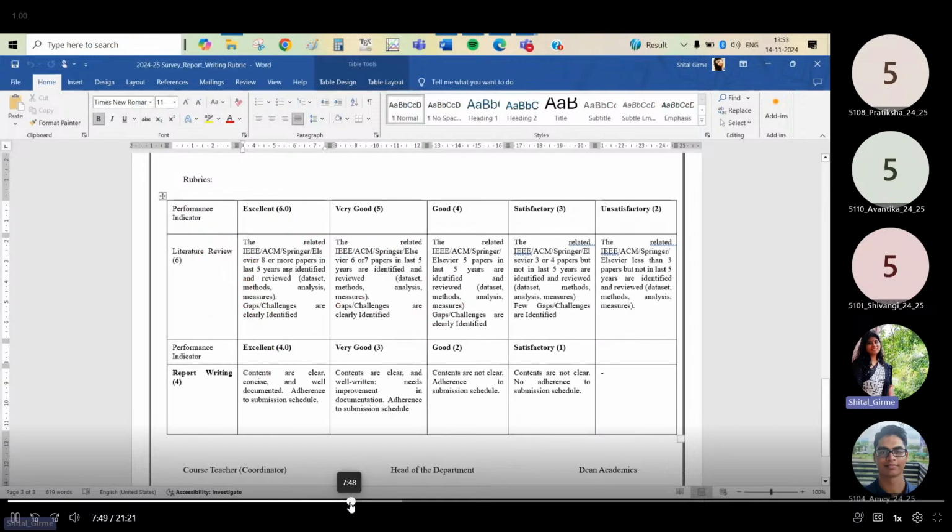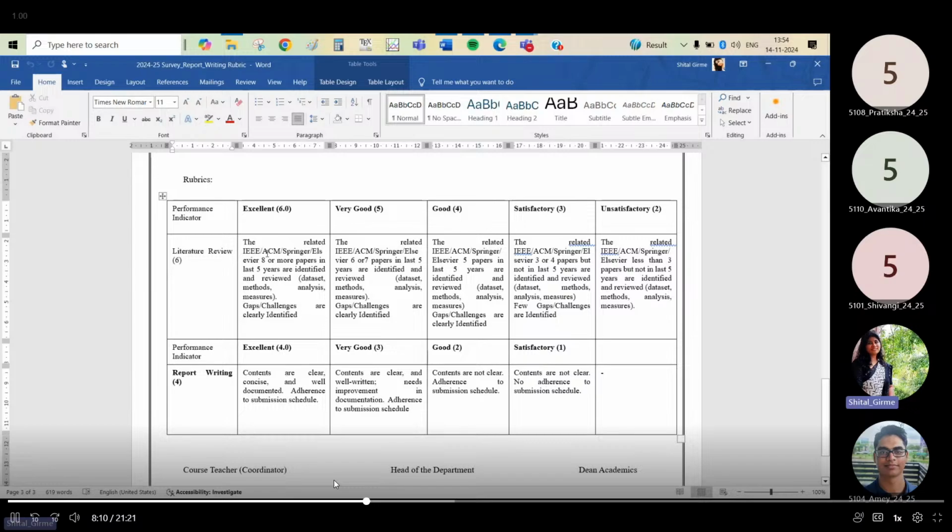You will get marks for the different activities you do, for the survey and report writing activity, the one you are carrying out for 10 marks. This is how the marks would be allocated. If you do the literature survey you would get 6 marks, and writing the report would get 4 marks. So these are the maximum marks.